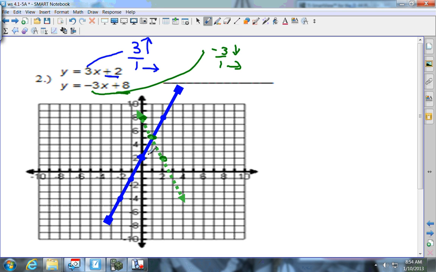The point where they both intersect is right here. That is 1, 1, 2, 3, 4, 5. It looks like it's 1, 5 is what I think. Well, let's make sure I graphed it right and did the problem correctly.